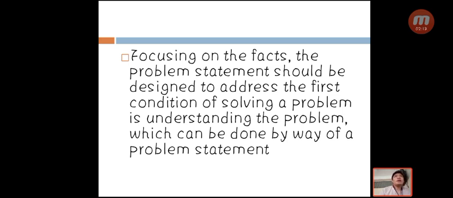So, the statement of the problem, it is the issue or the method by which the 3 to 5 questions can be answered by your research. So, ibig sabihin, yung statement of the problem consists of 3 to 5 questions that are asked for your research.